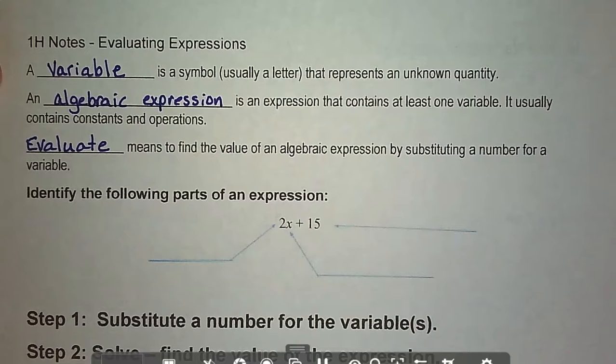But a variable, V-A-R-I-A-B-L-E, is a symbol, usually a letter, that represents an unknown quantity, something that we don't know how much it is until we're told. An algebraic expression is an expression that contains at least one variable, and it usually has constants and operations. We'll talk about what those constants are in just a minute here too.